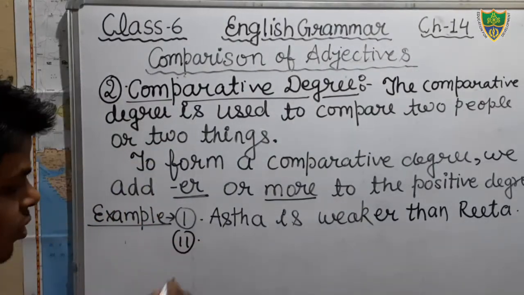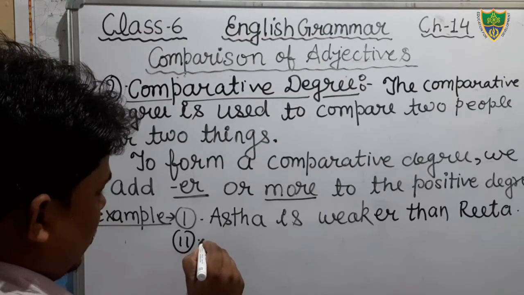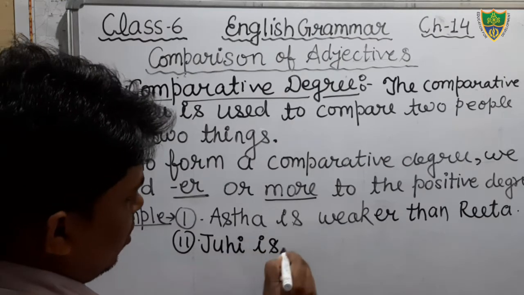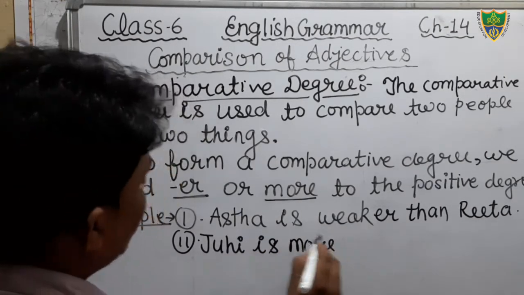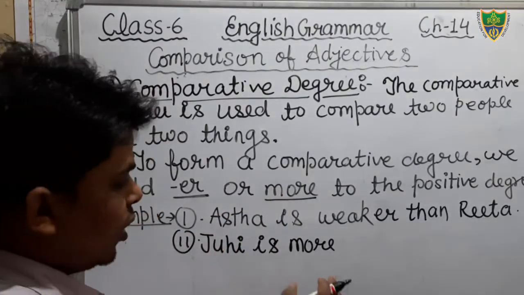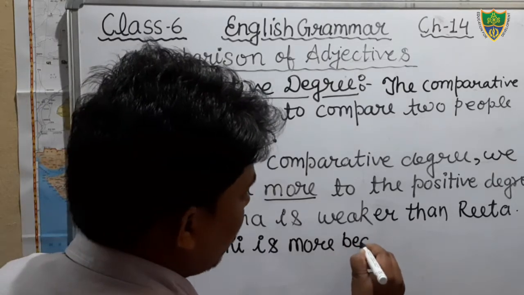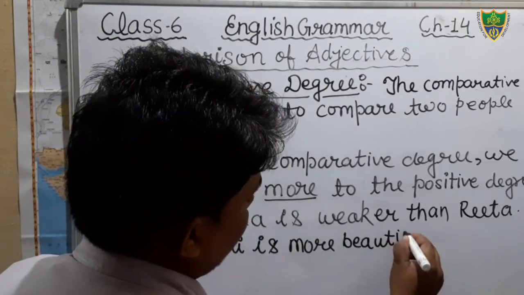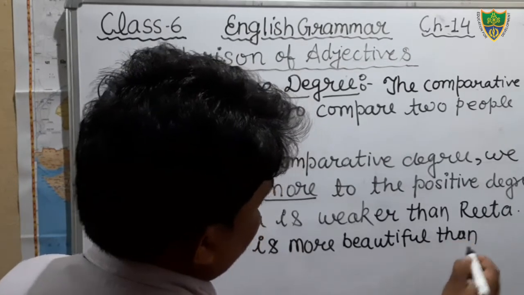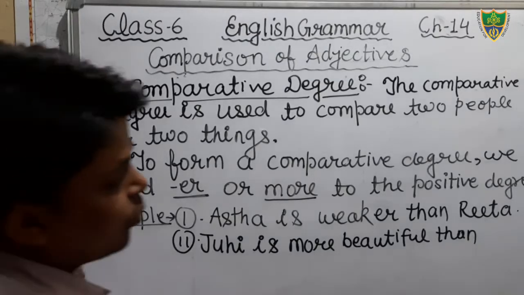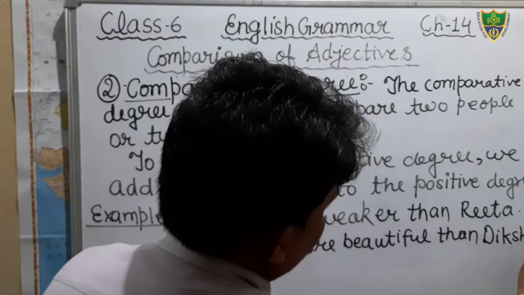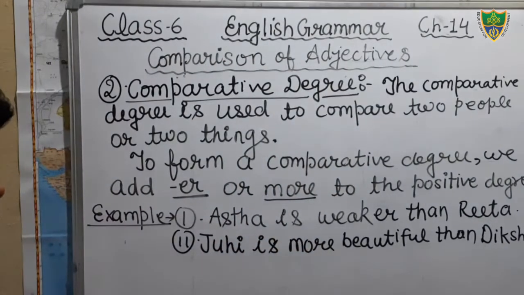Come to the next. Juhi is more, as I have already told you that sometimes we do not add ER, sometimes we add more. Okay, Juhi is more beautiful than Diksha. Okay students, so we are comparing here.